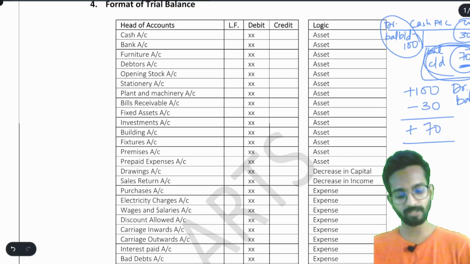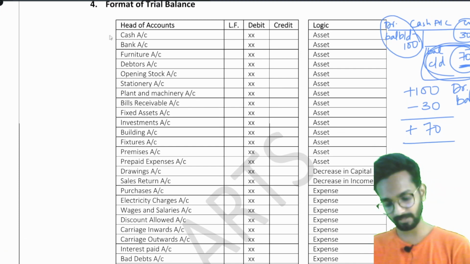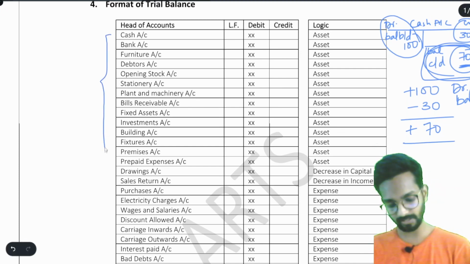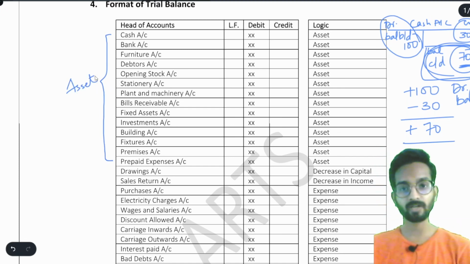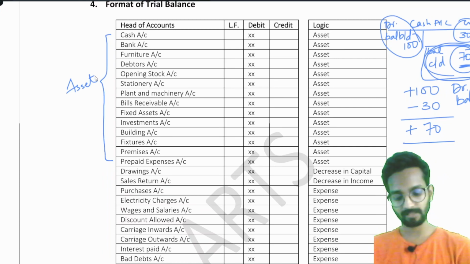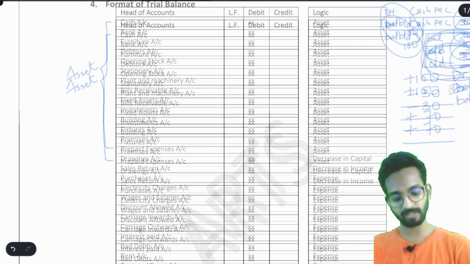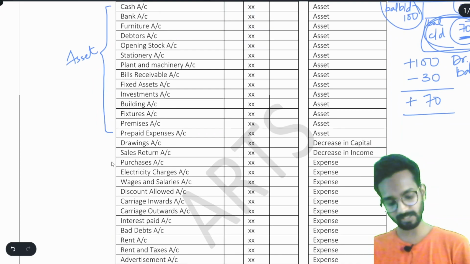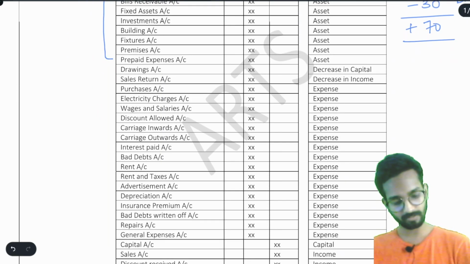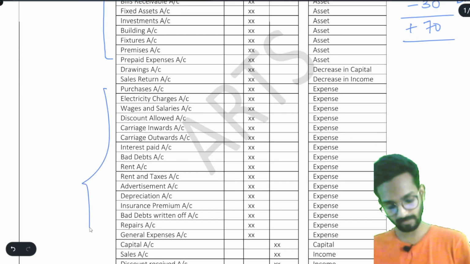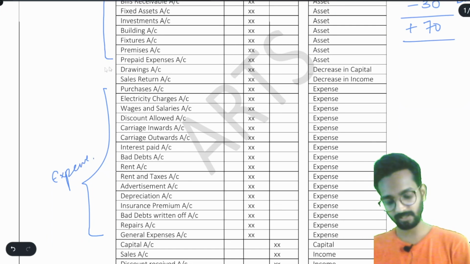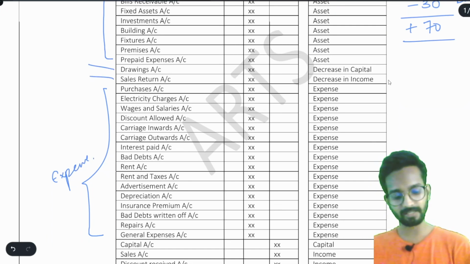Now understand, like this only: cash, bank, furniture, debtors, opening stock, stationery, all these items are assets. We have learned what is asset, expense, income, liability in our fundamentals of accountancy video in very detail. These are our assets. That's why they have debit balances; we know that assets and expenses have the debit balance. So these are the expenses, and these two, which are drawings and sales return, are a decrease in income and a decrease in capital. That's why they appear on the debit side.